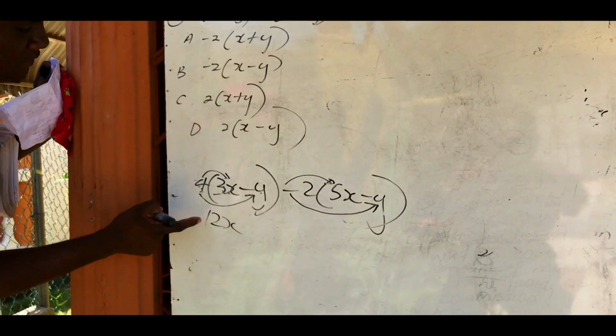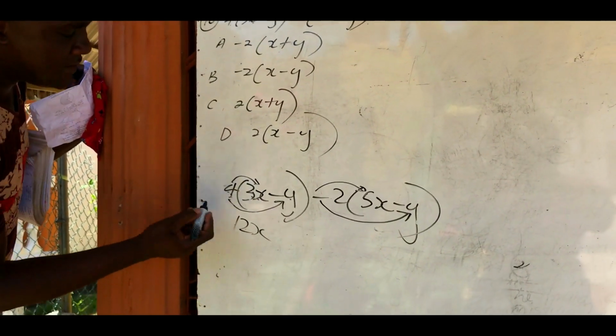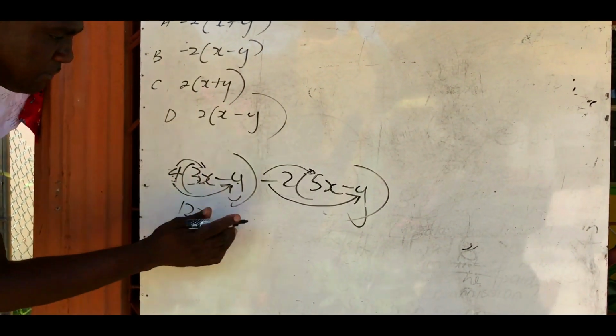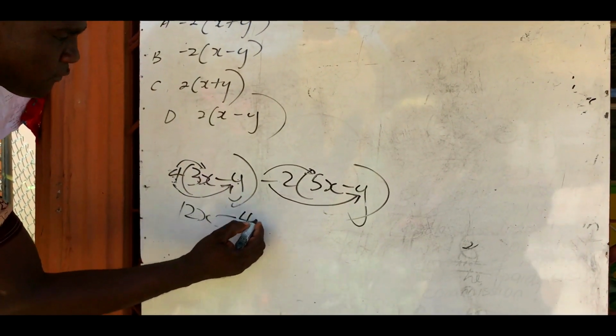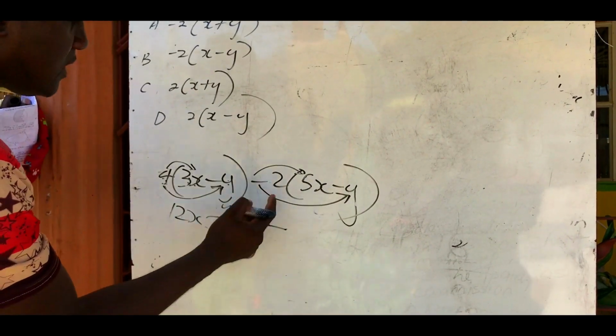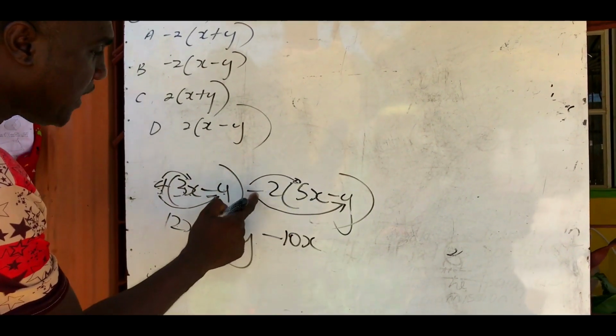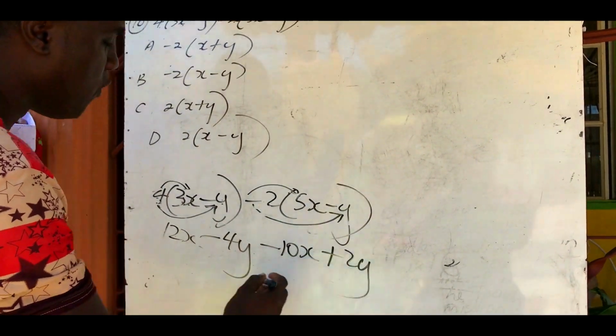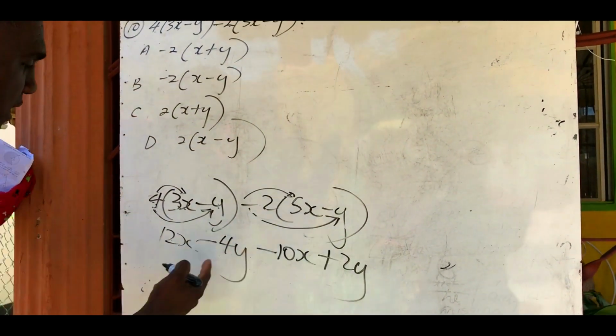So you simply say 4 3s is 12x, because we must get the 12 positive along with the x. Here, the 2 signs are different, so we must get a negative. So you simply write down negative 4 times y is 4y. Again, this with this, 2 signs different, must get a negative. 2 5s is 10x. This with this, 2 signs are the same, we must get a positive. 2 times y is 2y.